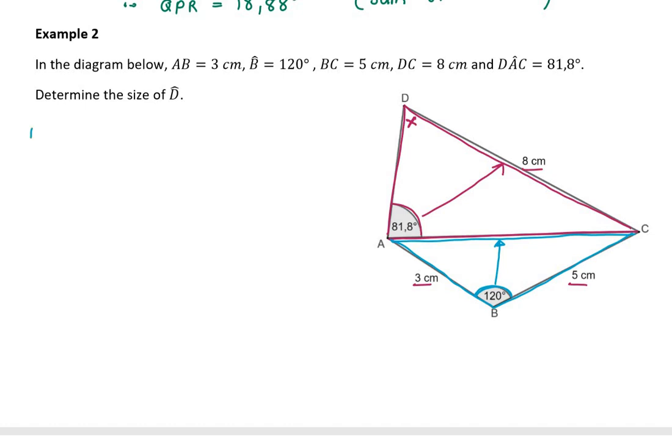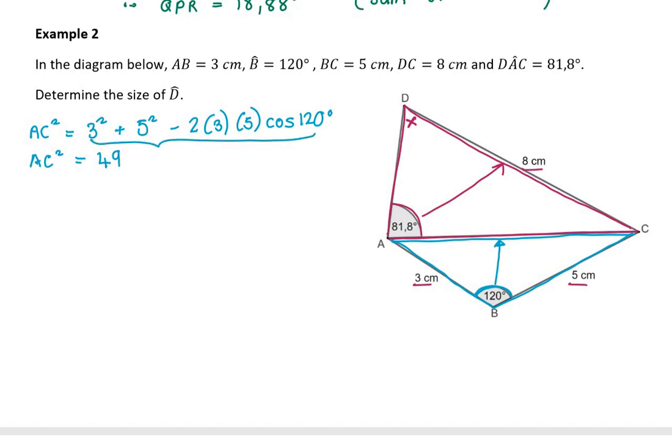So I'm going to try and find AC using the cos rule. So AC squared would be equal to 3 squared plus 5 squared minus 2 times 3 times 5 times cos of the angle in between, which is 120 degrees. So I get an AC squared value of 49 because all I did is work out the entire right hand side. And then when I square root, I get 7 centimeters, which is quite a nice whole number. So if this is 7 centimeters, I can now work in my top triangle.